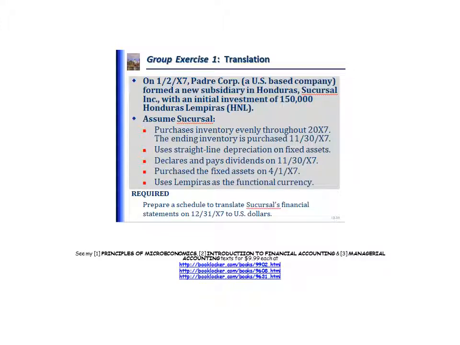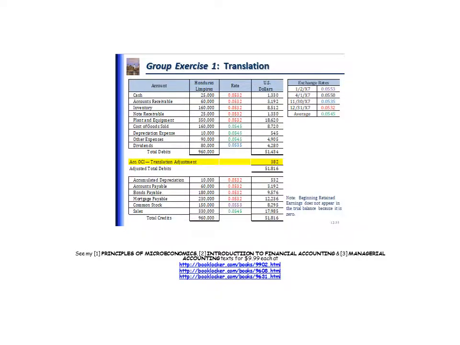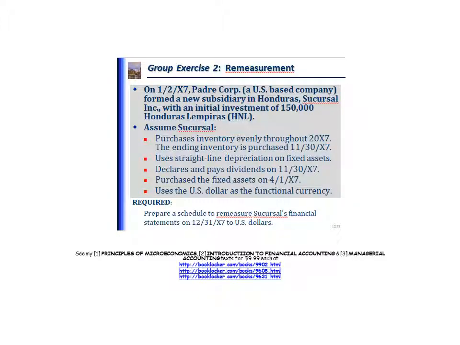Both the translation and the remeasurement method are US GAAP methods. But if you've not gone through it, go through the translation method first. It's kind of like learning how to do straight line depreciation before you learn how to do double declining balance depreciation. It's just much easier if you go through that process. So I've been flipping through the slides for the translation method. It is precisely the same fact pattern for the remeasurement method.